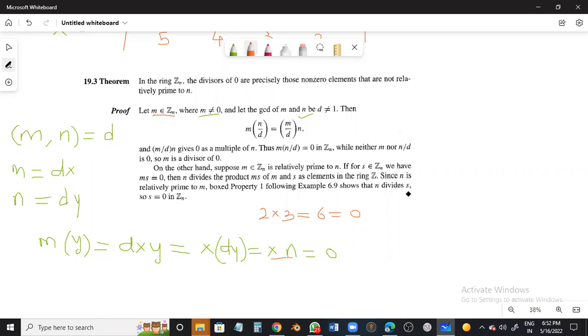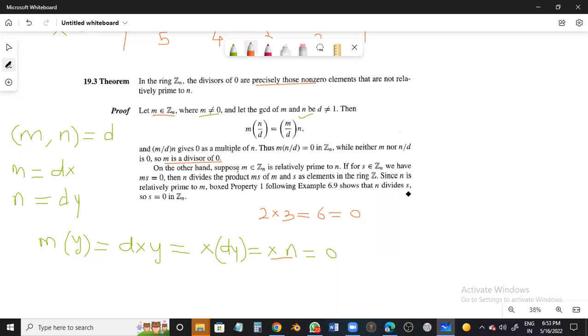And if it happens so, the answer is 0 because it is a remainder when divided by n, it's 0. So m is a divisor of 0. So what you have shown? M is a divisor of 0 when GCD of M and N is not 1. Now, reverse way. If we say M is relatively prime to N, then what will? Because we want precisely those elements. So those which are not relatively prime, what happens with them? Those which are not relatively prime, they are 0 divisors.